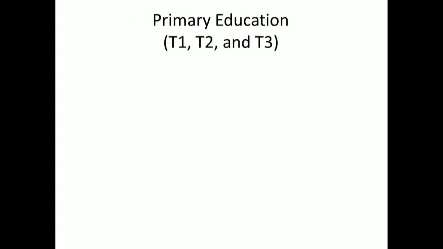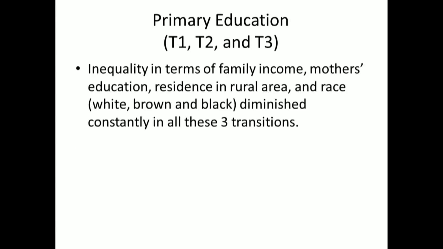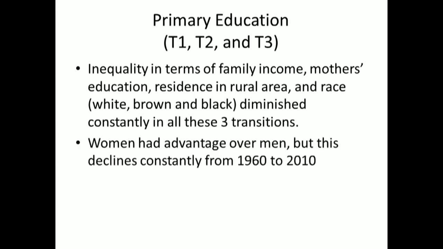So, the conclusions we arrive at are the following: inequality in terms of family income, mother's education, residence in rural areas, and race diminished constantly in all these transitions. So it's a good thing that happened. The inequality in access to primary education declined a lot in terms of these variables, which are very important.